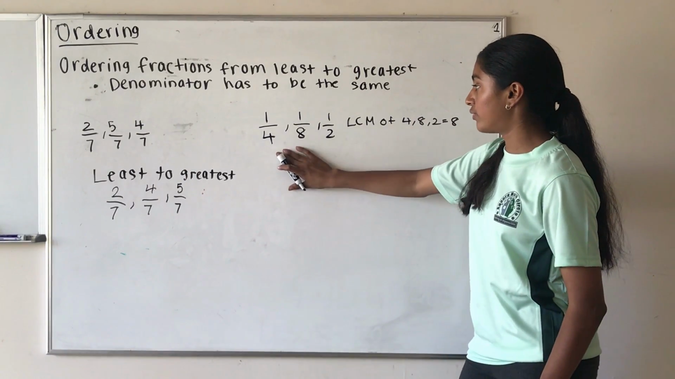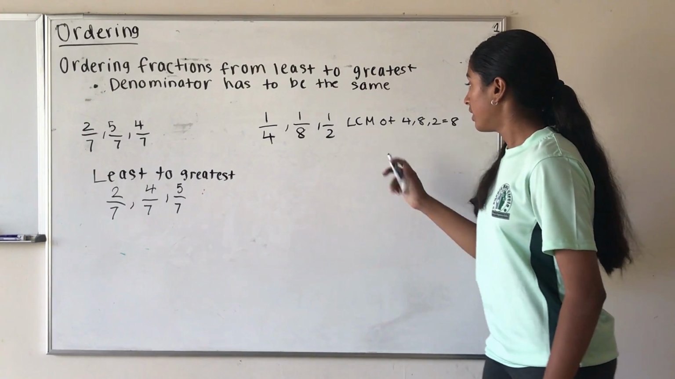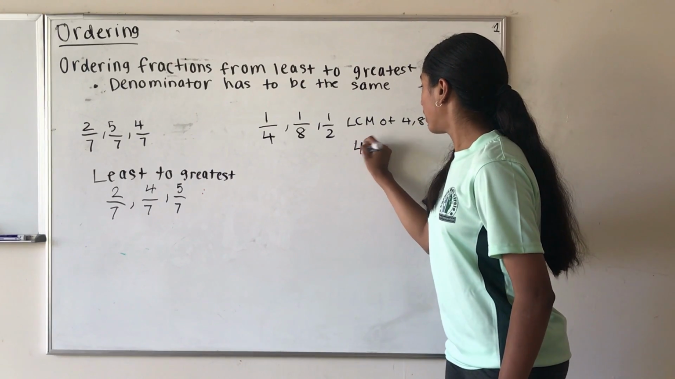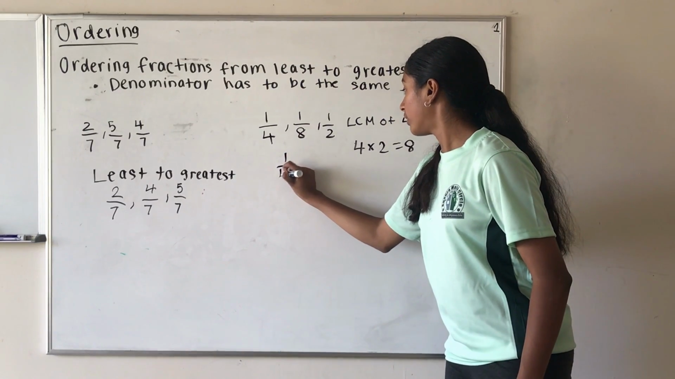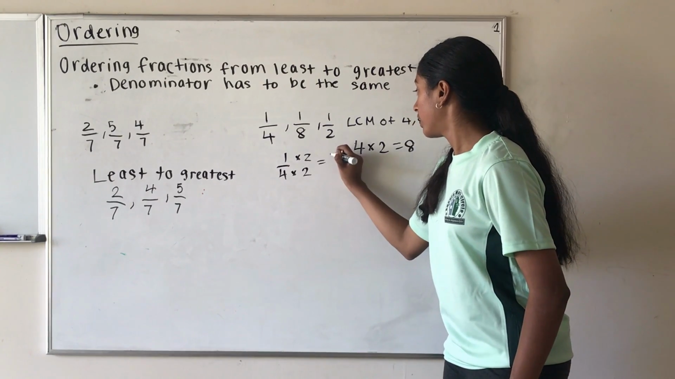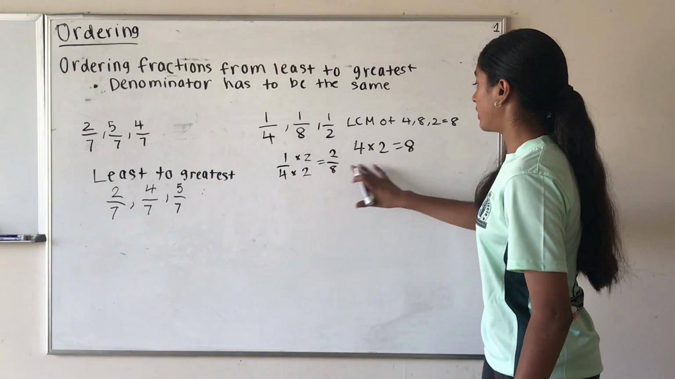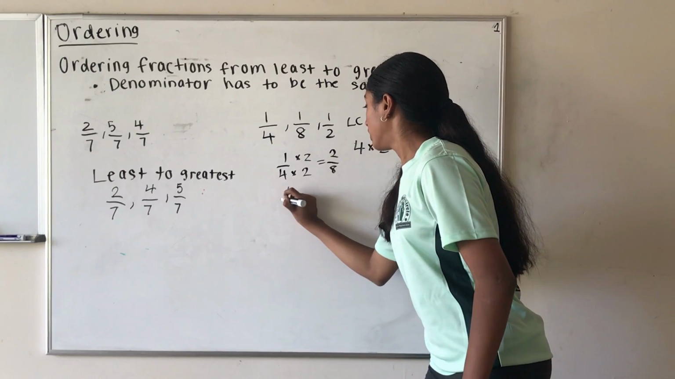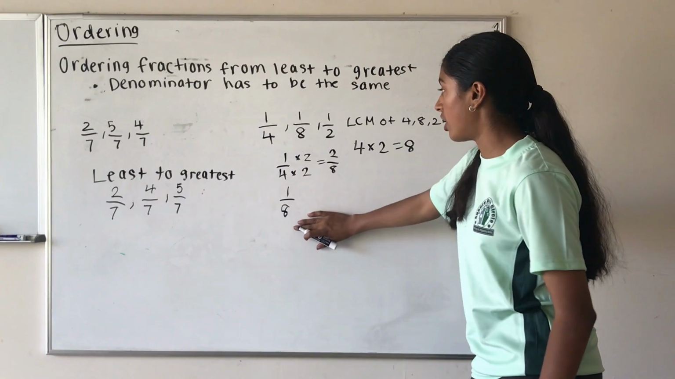So you want to multiply each fraction's numerator and denominator by a number so that the denominator will be 8. So starting with 1 over 4. We know that 4 times 2 is 8. So with the fraction 1 over 4, we want to multiply the numerator and denominator by 2 so that the denominator will be 8. And because of equivalence, we know 2 over 8 is the same as 1 over 4. And with the fraction 1 over 8, we don't need to multiply this fraction by anything because the denominator is already 8.